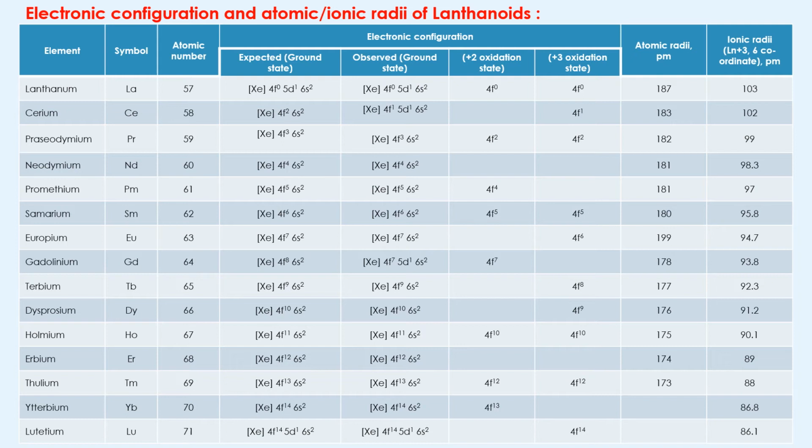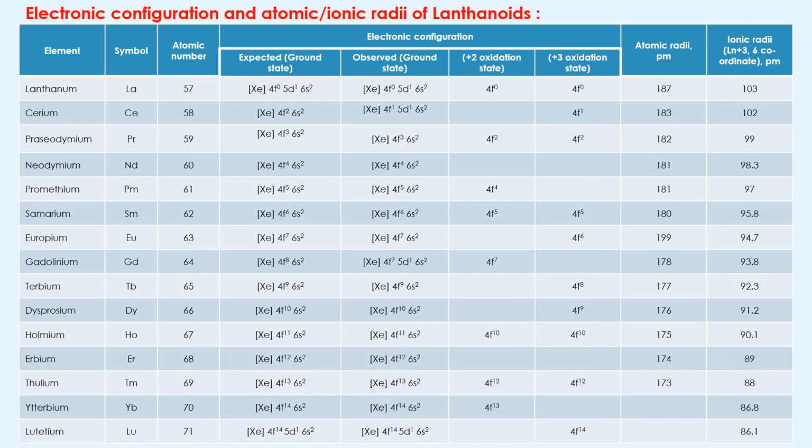Then the atomic number is from 57 to 71. If you see the expected ground state and observed ground state, for lanthanum, as they told you, the electron enters 5d because 4f has a higher energy than 5d. So their expected and observed are one and the same.